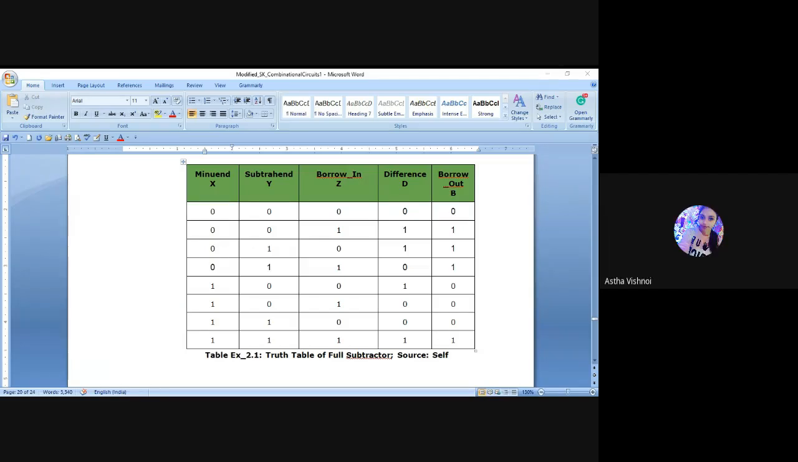Ma'am, I'm also getting that. I'm also getting X XOR Y XOR Z. Same, ma'am. Okay, good. Anyone else would like to try? Difference is X XOR Y XOR Z.